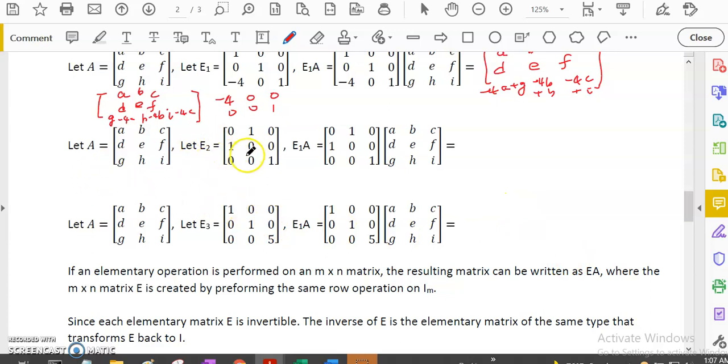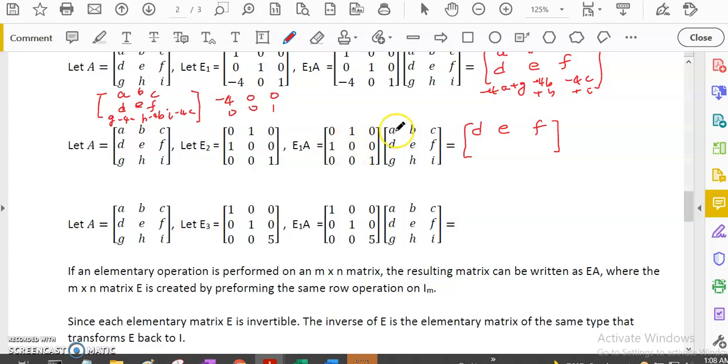What about if I swap two rows, for example, row 1 and row 2? Row 1 is ABC, row 2 is DEF, and it is supposed to become DEF and ABC. Now, if I do the swapping in the identity matrix, you can see that row 1 becomes 0, 1, 0, and row 2 becomes 1, 0, 0. I use this to multiply to the matrix, and you will see that the result is the swapping of 1 and 2. This row multiplied by the first column will be D. This row multiplied by this column will be E. This row multiplied by this column will be F.